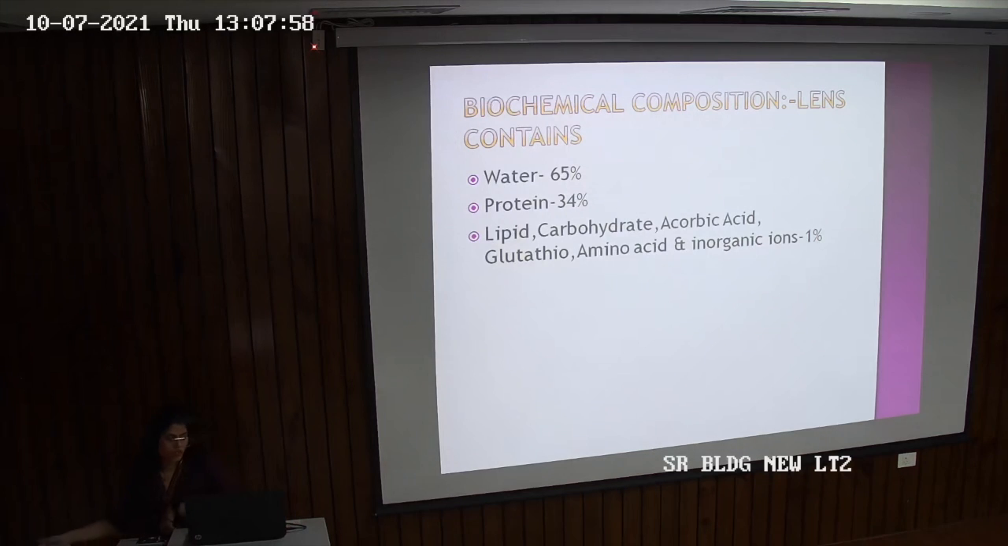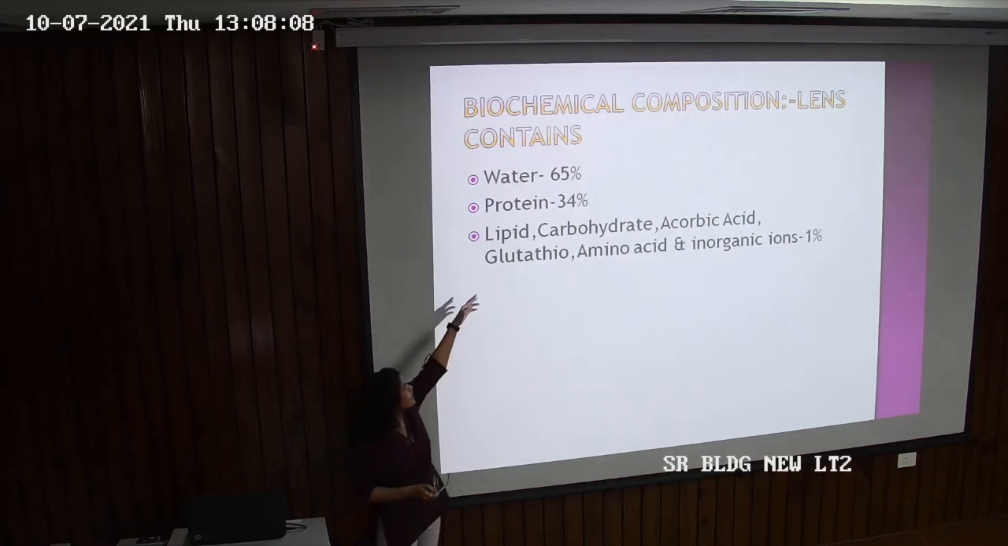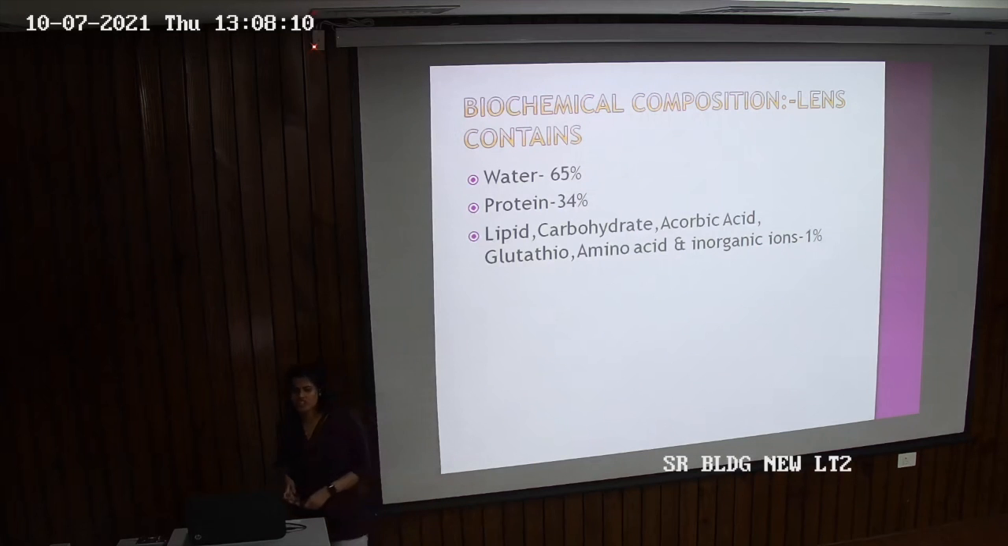65% water and 34% protein. That doesn't mean it contains less protein, because compared to other parts of the body, this is the only part which contains a higher percentage of protein, which is important. Again, aging, cataract, everything is concerned with this topic. Then the lipid, carbohydrate, ascorbic acid, glutathione, the most important, amino acids, and the inorganic.